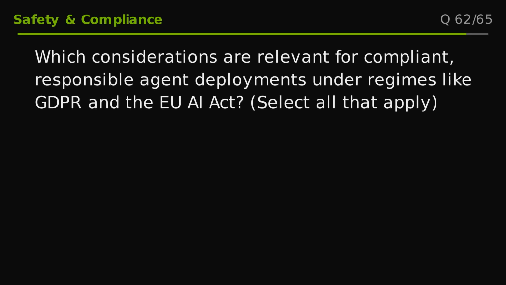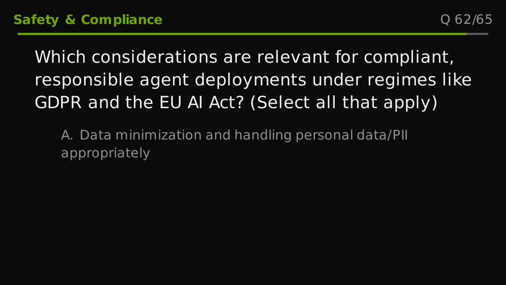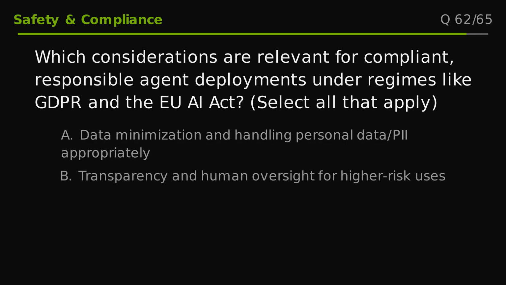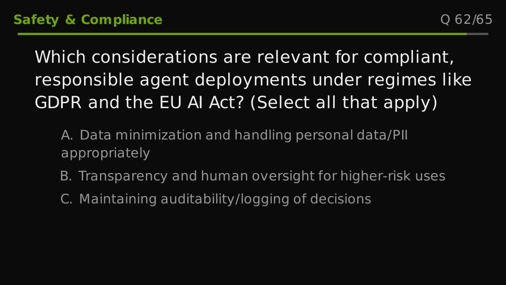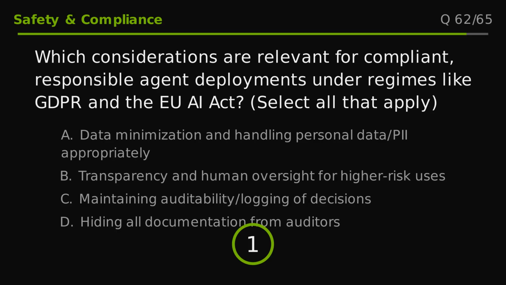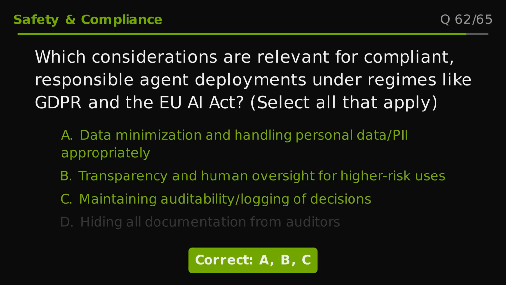Question 62. Which considerations are relevant for compliant, responsible agent deployments under regimes like GDPR and the EU AI Act? Select all that apply. Option A: data minimization and handling personal data appropriately. Option B: transparency and human oversight for higher-risk uses. Option C: maintaining auditability by logging decisions. Option D: withholding all documentation from auditors. The correct answers are A, B, and C.